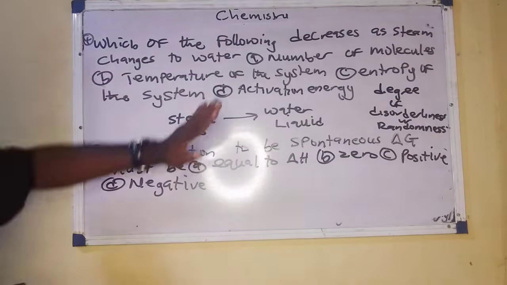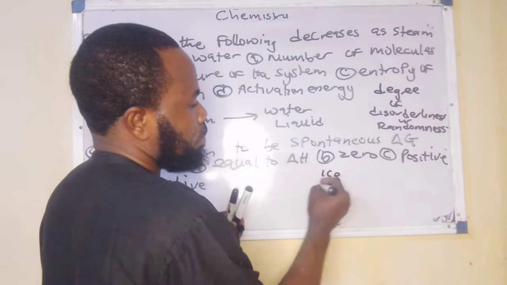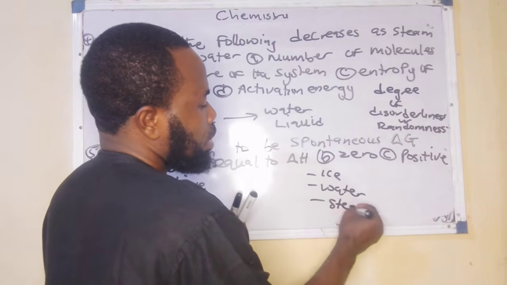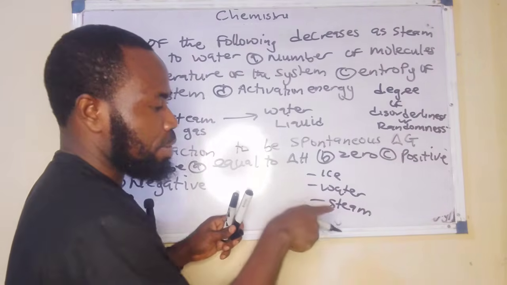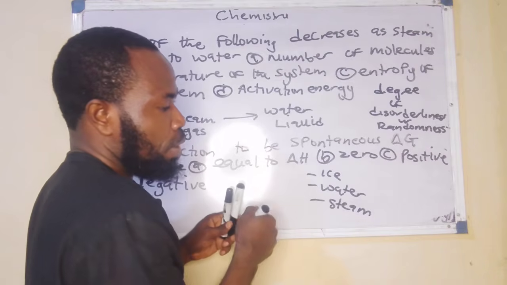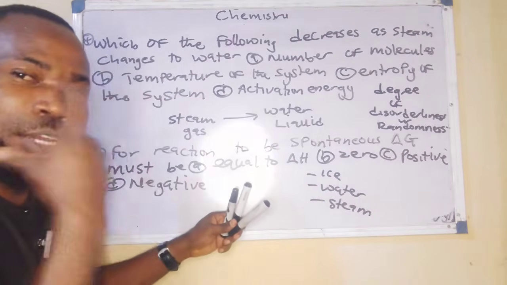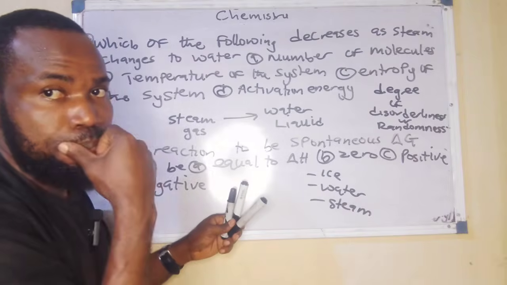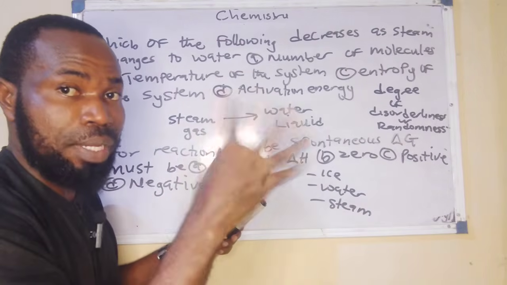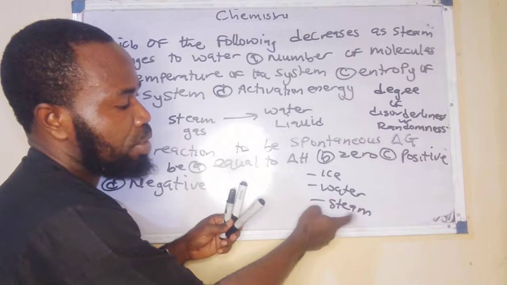Now, that is to say, let's compare between ice, water, and steam. The one that is more disordered is what? Is steam. Molecules are more disordered in steam, followed by what? Water, and then what? Ice. That means the one that has the highest entropy value is steam. That means to say, if I'm converting steam to water, what is happening there? There's a change in entropy, and the change in entropy is that it's reducing.